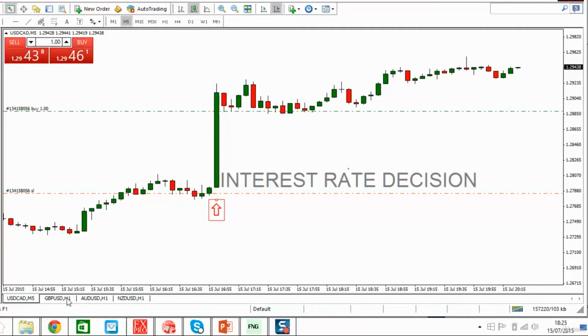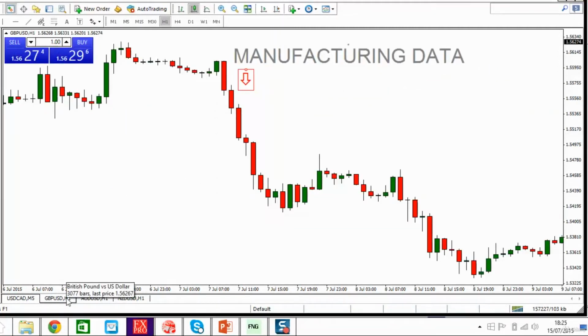Secondly, let's have a look at pound dollar. We go back in time to the 7th of July, where again we saw a very, very large move down in the exchange rate between the pound and the US dollar. What created that very big, one-directional and fast movement to the downside? It was again an economic event in the form of manufacturing data. That was what created and stimulated that particular move.